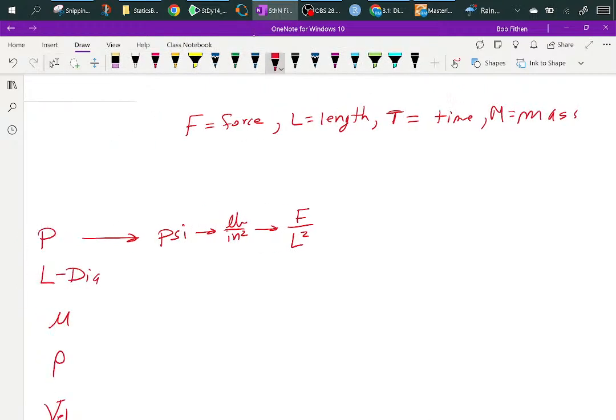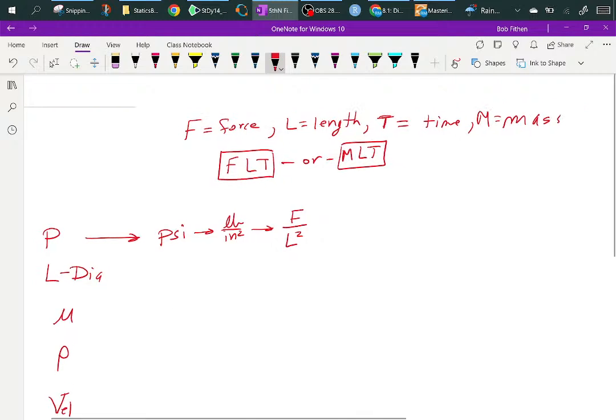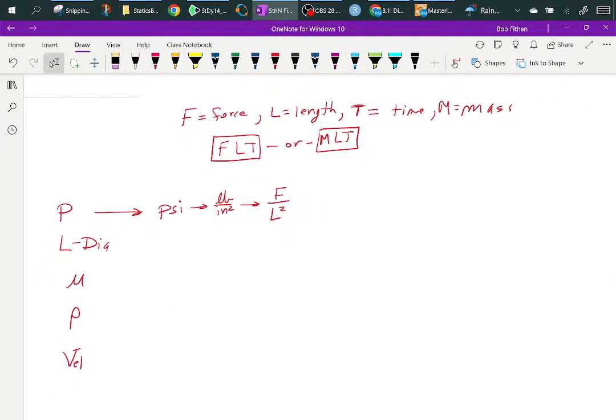So he's breaking it into FLT or MLT. Now I'll tell you why that or exists in a second. So in this, okay, this is going to sound really weird. Pressure is listed as an F over L squared, right? Or what he likes to do, and most everybody, F L to the minus 2. Okay, so that's what a pressure is represented as. Force over an area. Makes sense, right?